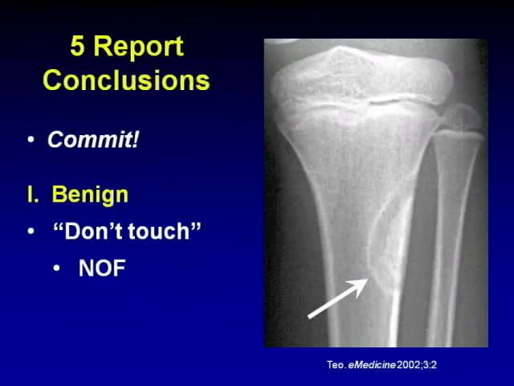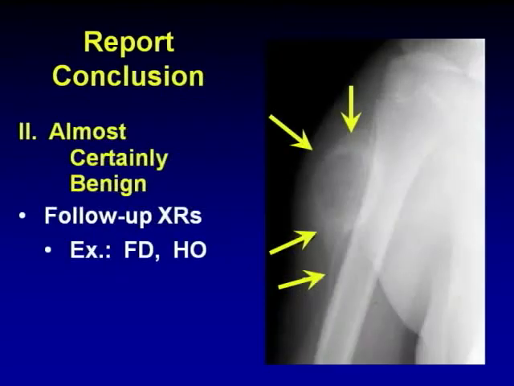Well, after we've gone through in a systematic fashion and analyzed the case with those discriminators in a logical way, whether we're in Louisville or in our hometown, ideally we need to commit to what we think is going on. One report conclusion might be that we're dealing with a presumably benign lesion, a don't-touch lesion such as this non-ossifying fibroma, and we'll talk more about non-ossifying fibromas later.